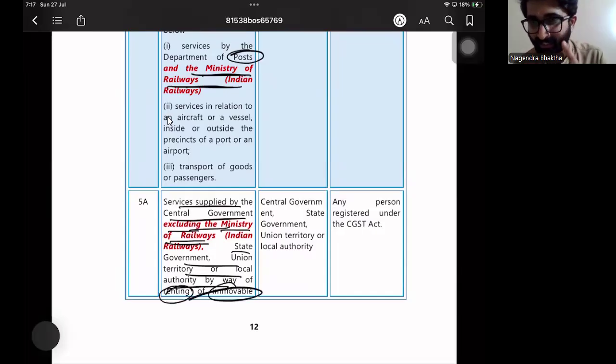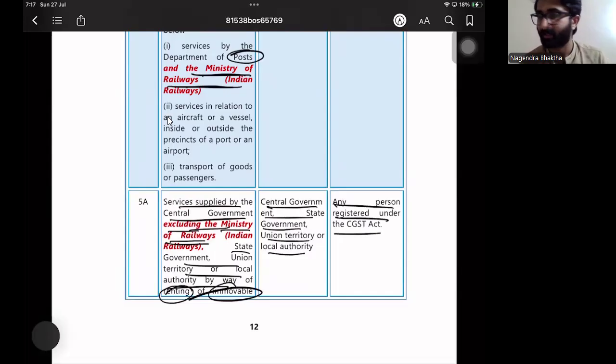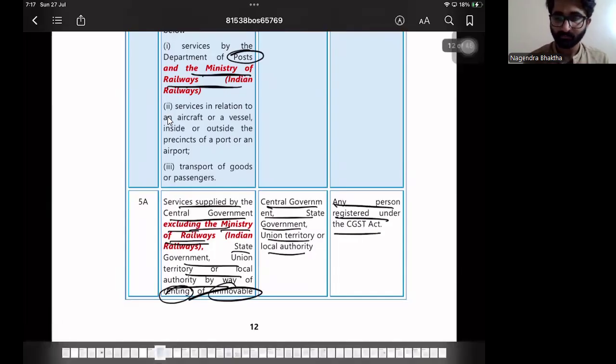We have discussed this in the classroom. Immovable property: who is giving the service? Central government, except Ministry of Railways, giving services to any registered person, it is under RCM. Clear?